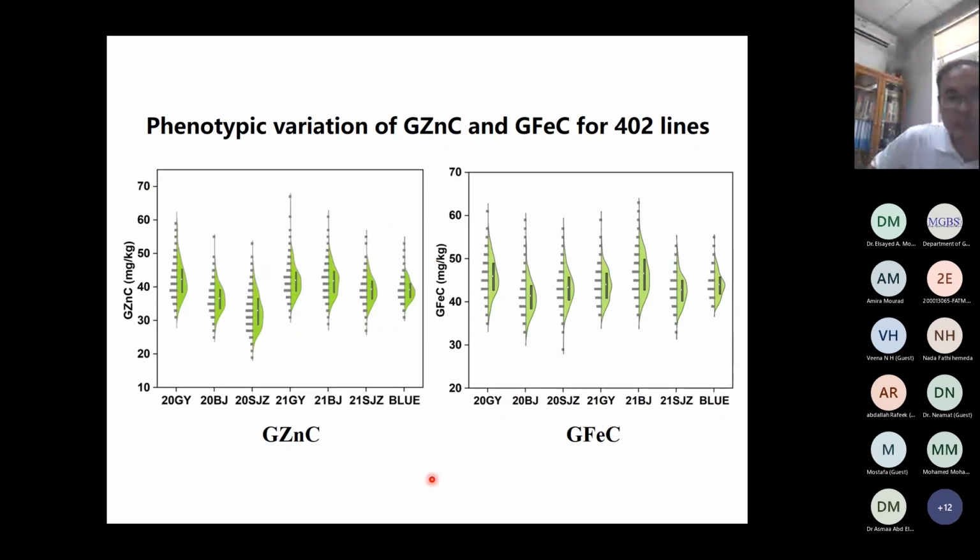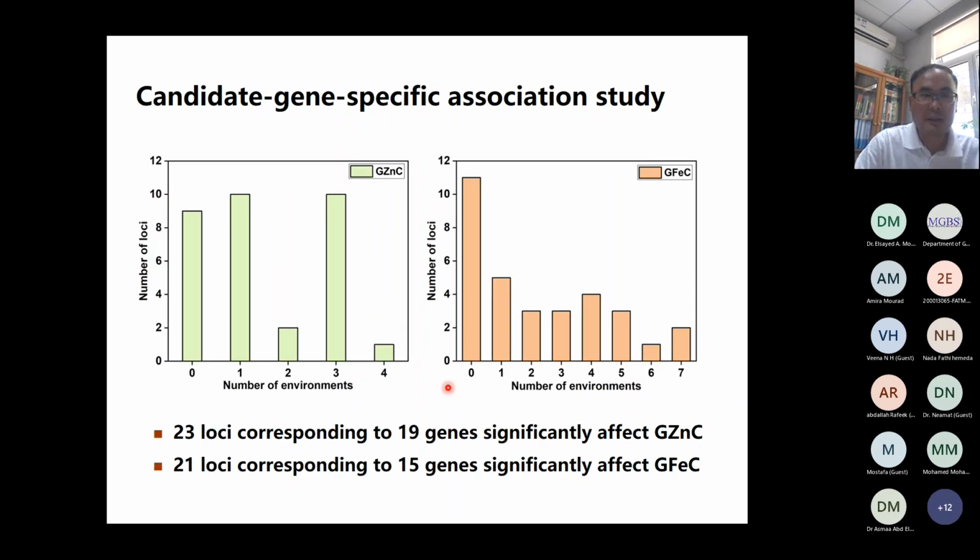So we phenotyped the large population, all the germplasm, more than 400 in 6 environments. We have the phenotype data, and then we run the liquid chip. So we do the candidate gene association study. Finally, we found 19 genes significantly affecting the grain zinc concentration, and 15 genes affecting the iron. Most of the genes were related to, because it was developed from a smaller population, that 1660 population is actually in this large panel.